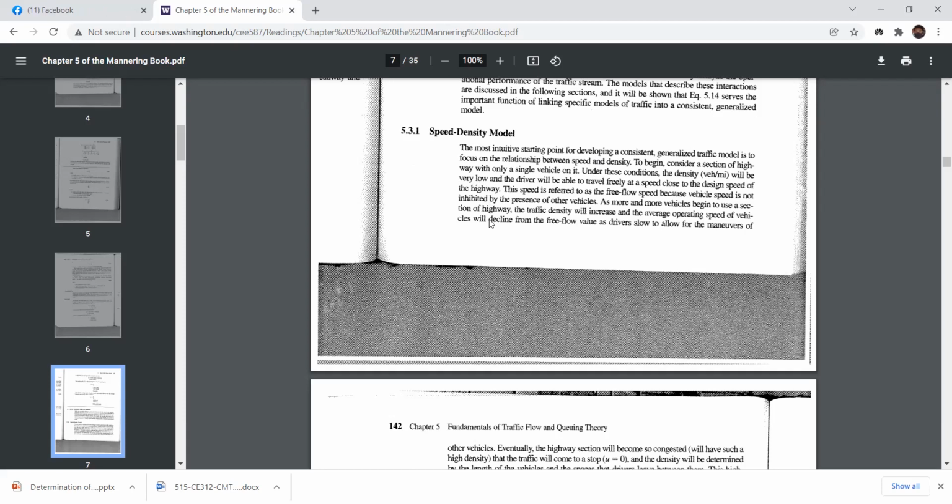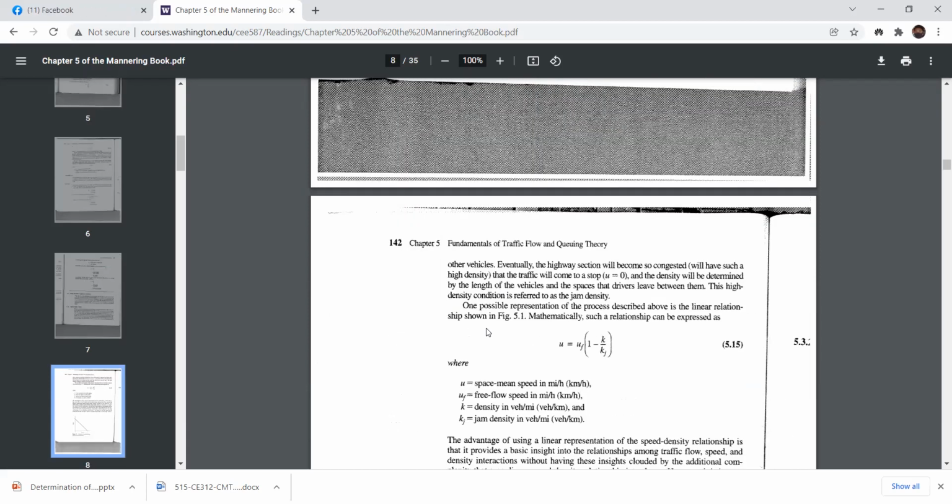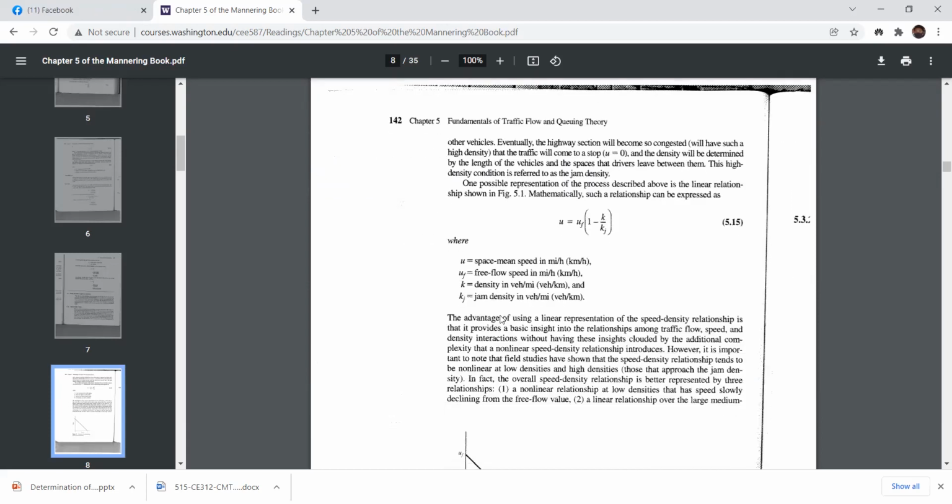As more and more vehicles begin to use a section of highway, the traffic density will increase and the average operating speed of vehicles will decline from the free flow values as drivers slow to allow for the maneuvers of other vehicles. Eventually, the highway section will become congested with such a high density that the traffic will come to a stop.